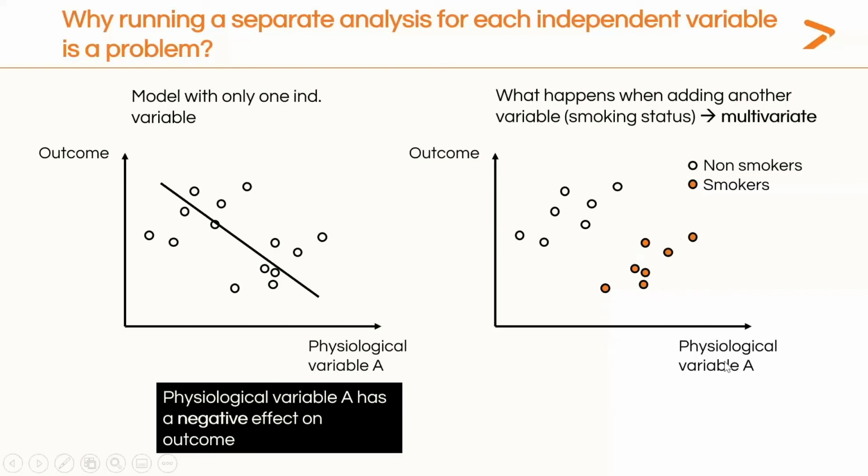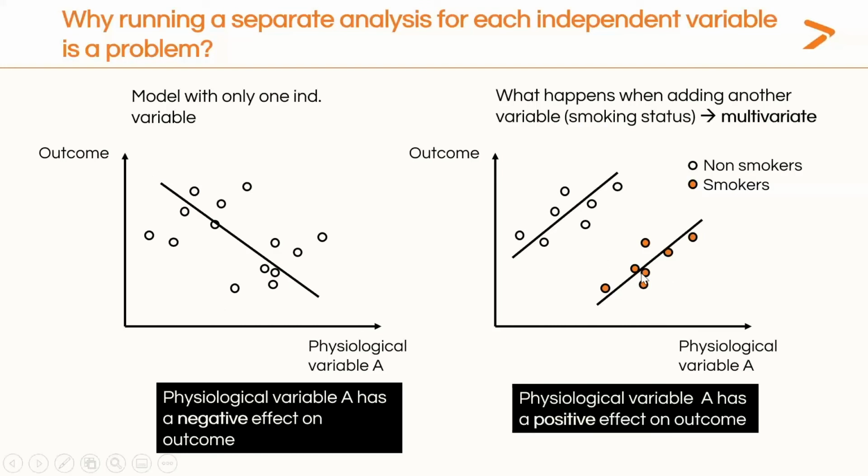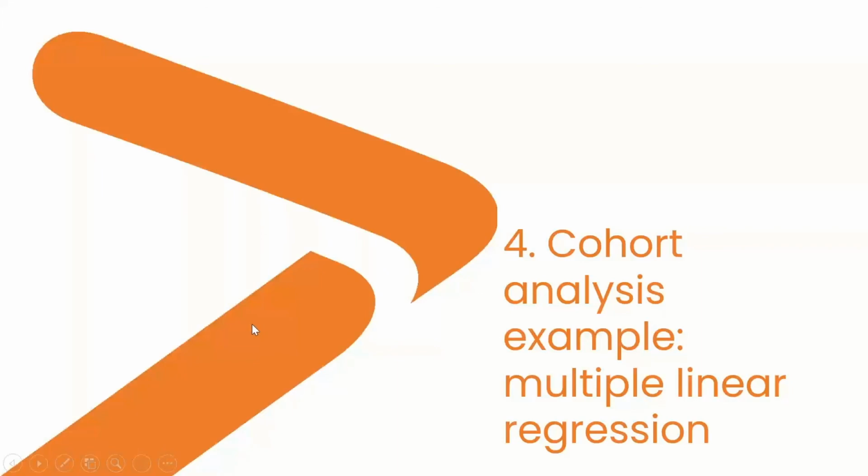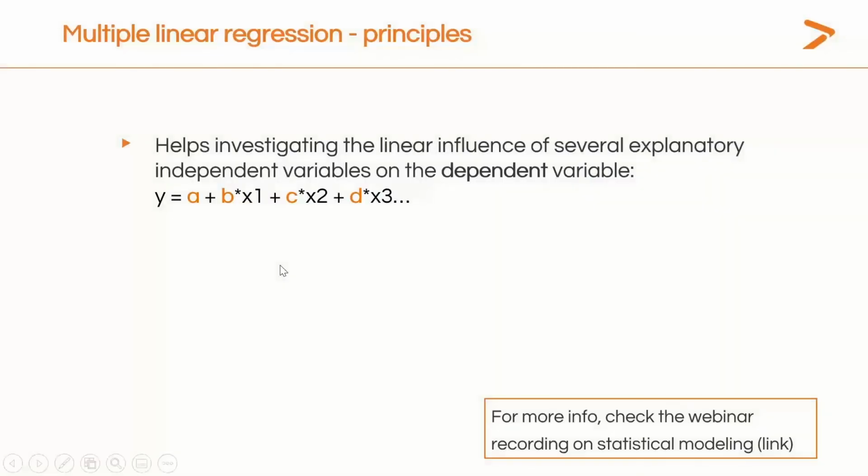Now let us assess the effect of physiological variable A on the outcome within each group. We get a positive relationship, which is very contradictory to the first analysis, but closer to reality. So physiological variable A has a positive effect on outcome once we take into account another variable. So in multivariate analysis, independent variables are adjusted to one another, which brings you a bit closer to what's really happening in reality. So I will take one first example of multivariate analysis, and I will run multiple linear regression.